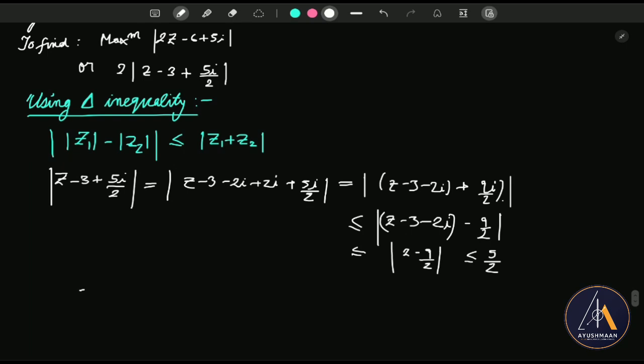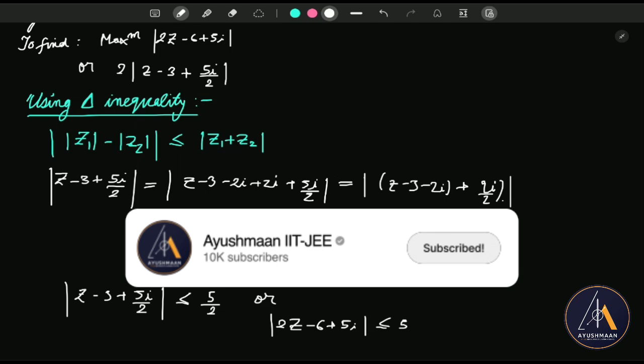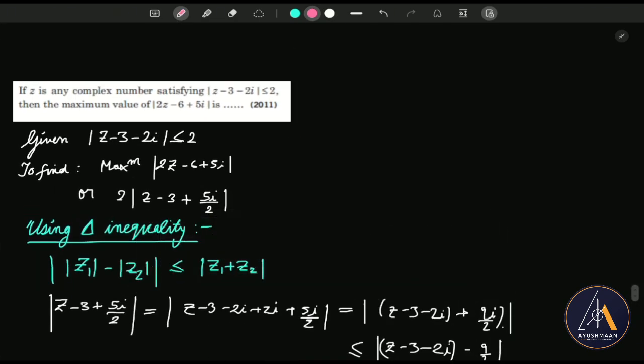So the expression z minus 3 plus 5i by 2 is less than or equal to 5 by 2. Or we can say that modulus of 2z minus 6 plus 5i is less than or equal to 5. So the maximum value of this expression is 5. So the correct answer to this question is 5.